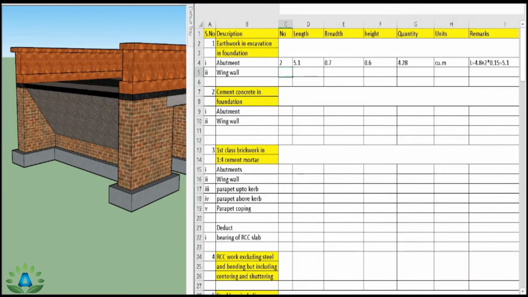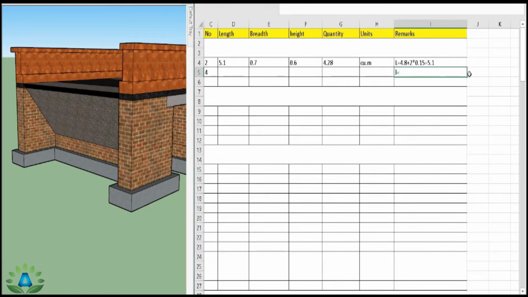So we can easily write the numbers equals to 4 and the length equals to 1.2 meter, which is already given. So length equals to 1.2 and the width is 0.7 and the height is 0.6 meter, and we get the total quantity 2.02 and the unit is cubic meter.